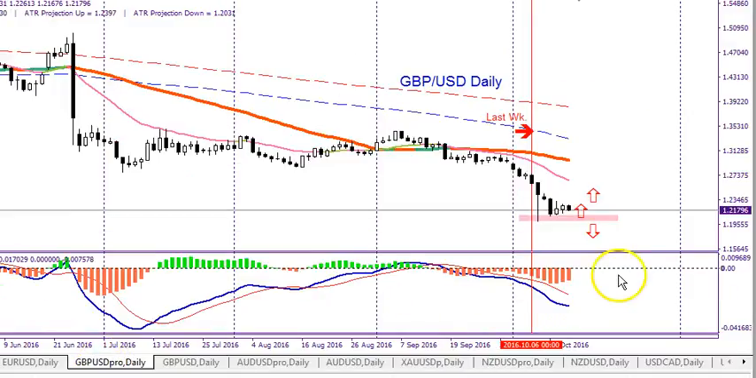Okay, now we get to the British pound USD daily here. And you can see again we are in a downtrend. Again, price here is below the 50. You can see here's the 50 SMA. And we are also in the seller's market. The MACD blue line is below zero. We are in a seller's market. So we're looking for sell trades.